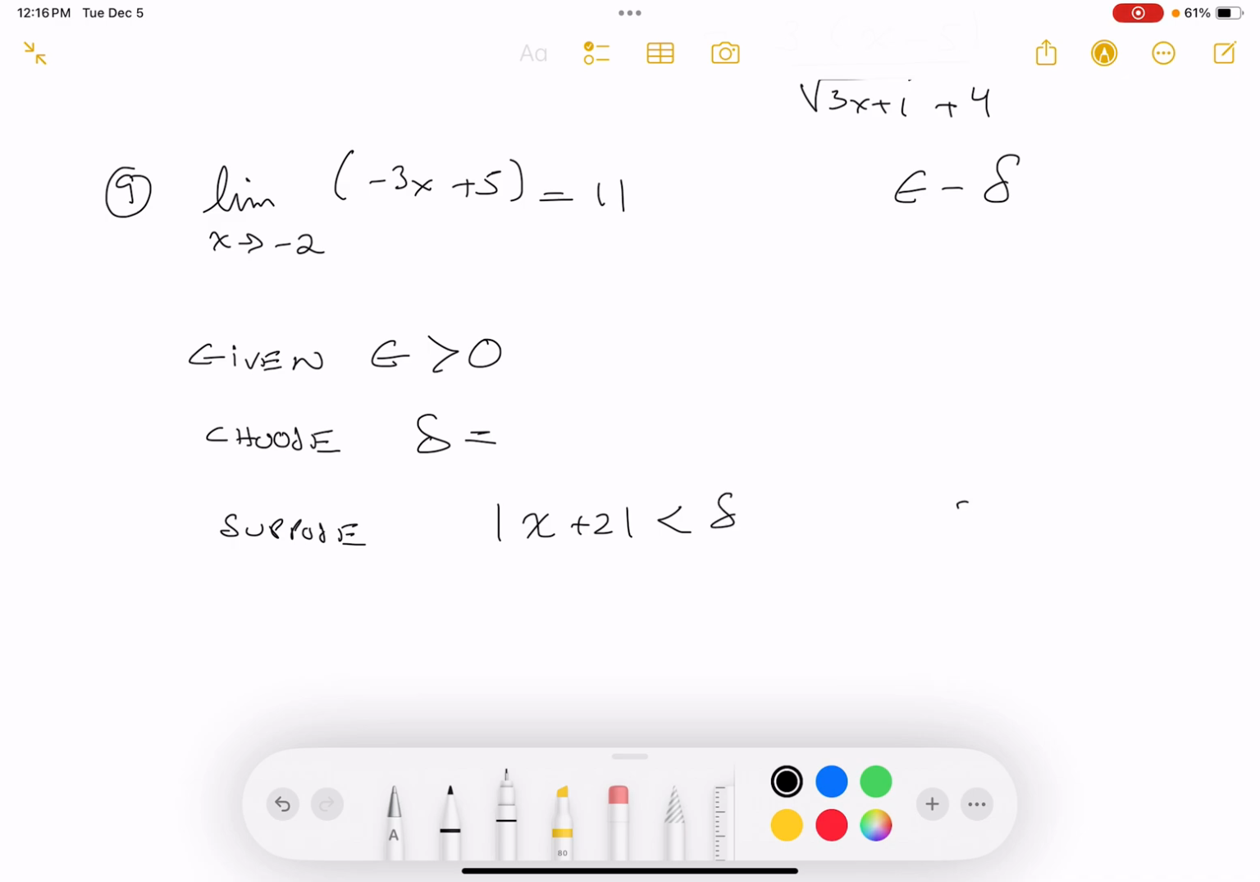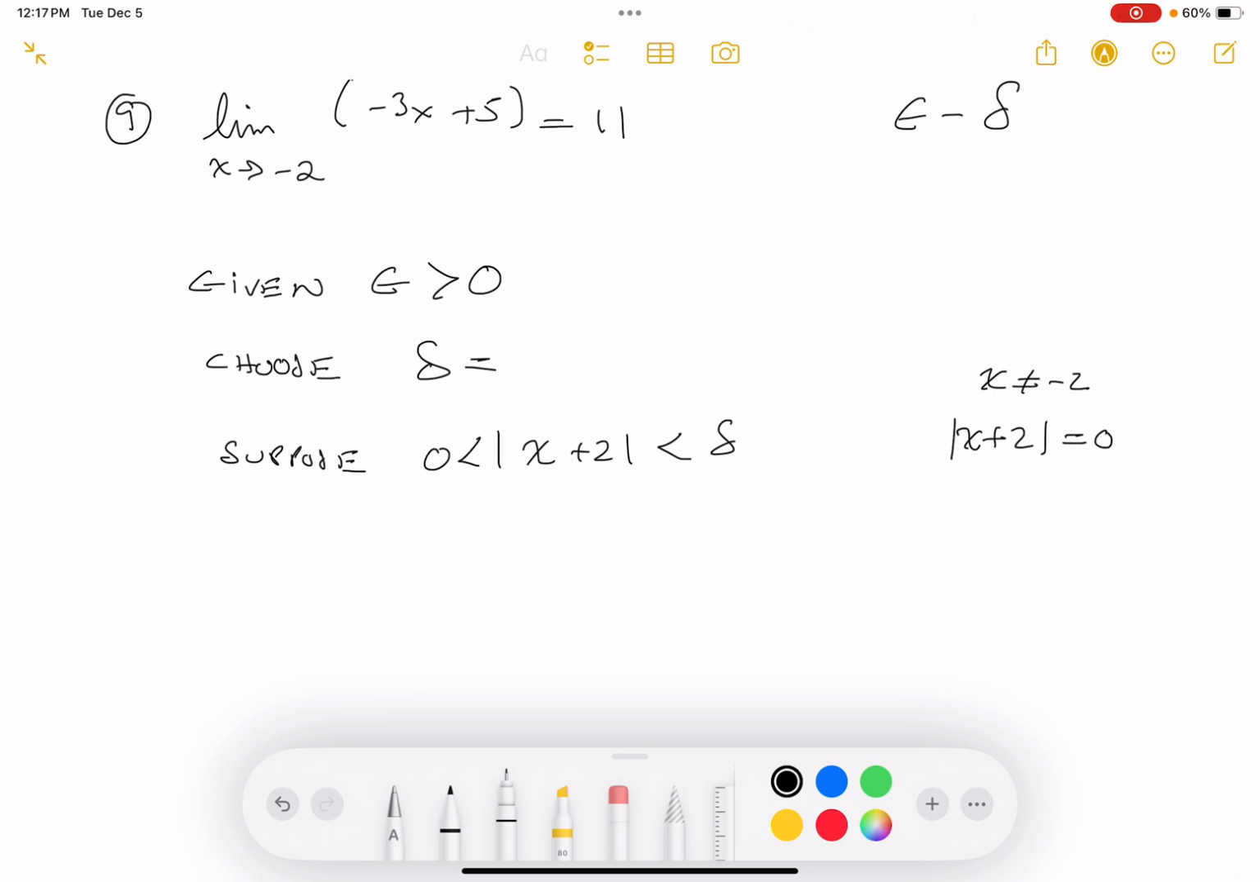I want to point out that x plus 2, we don't want that to be equal to 0, by the way. The reason is we don't want x to touch minus 2, so x is not going to be minus 2. Therefore, this thing would not be 0, all right? So I'm going to say if that's true, the absolute value of x plus 2 would be greater than 0. All right, let's go to the check part now, the check.